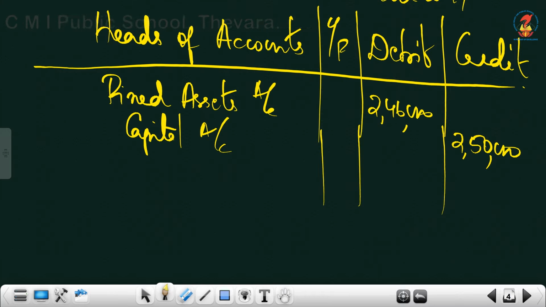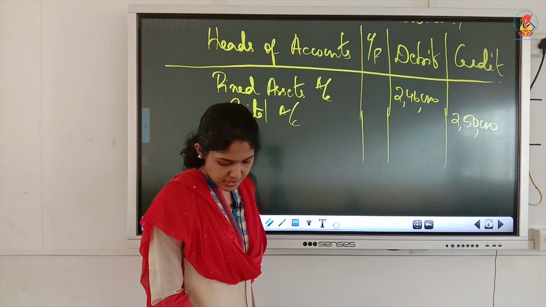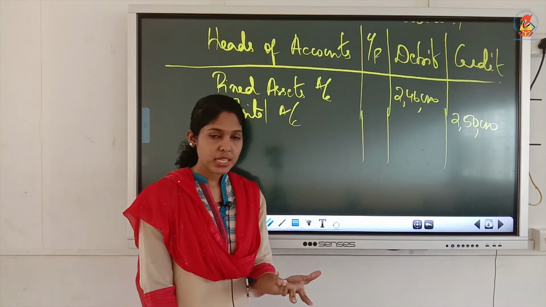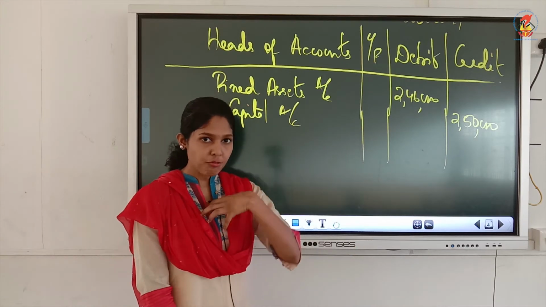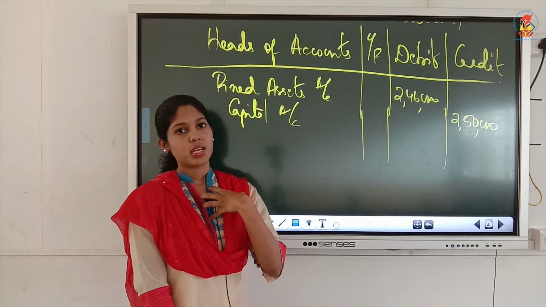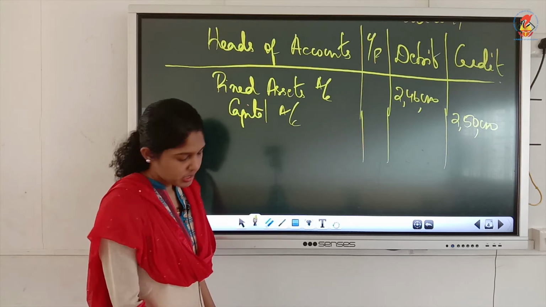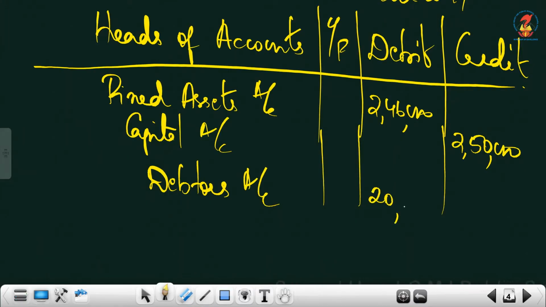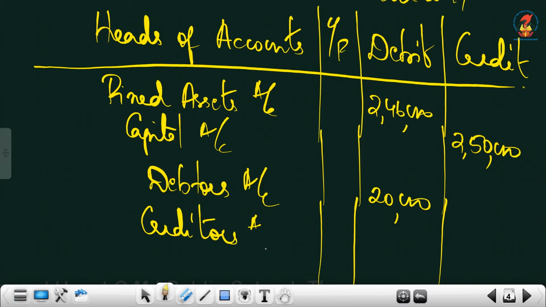The next one is debtors. Debtors, the name itself says debtors, so it's debit balance, or else what's the meaning? Debtors means from whom we have to receive money, receivable for us. It's an asset, so it's having a debit balance. Debtors of 20,000. Then creditors, credit balance which is 22,000.